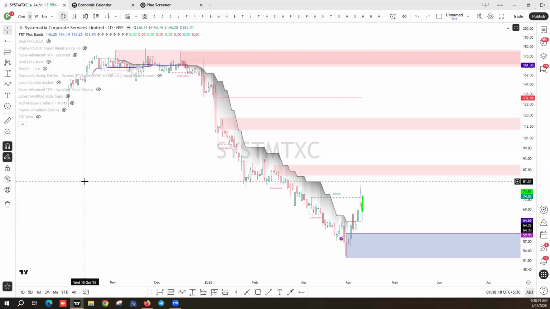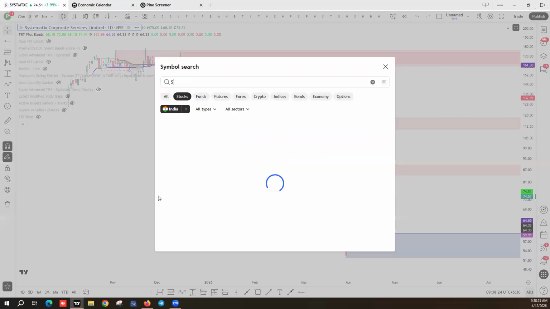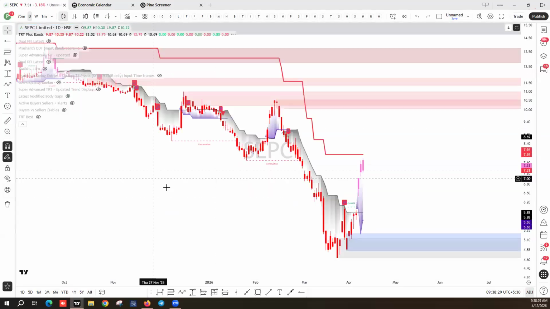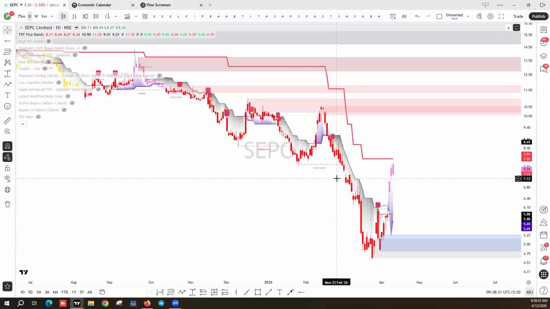Can you check SCPC? I'm stuck in it. After a long time, it's moving up. Should I exit or wait? SCPC. It's not moving.